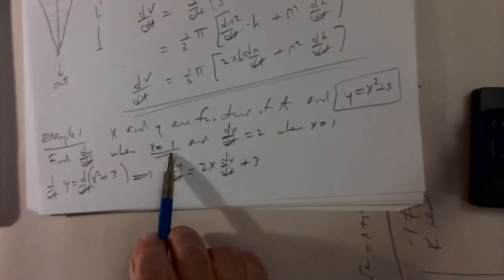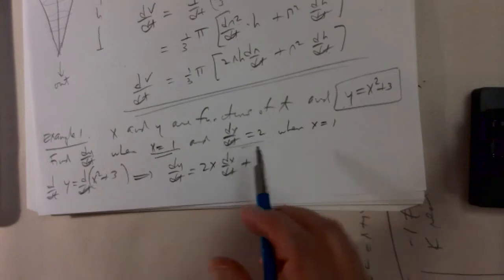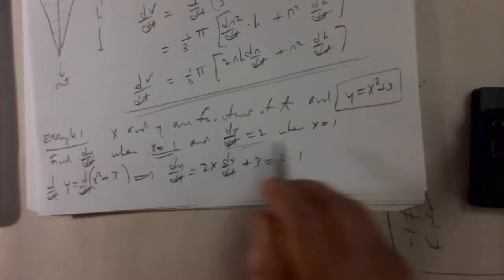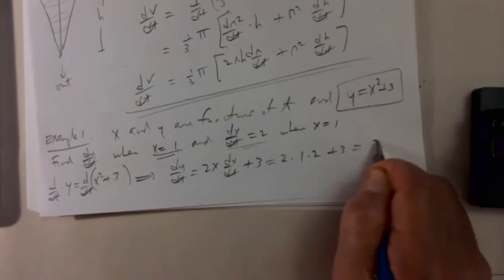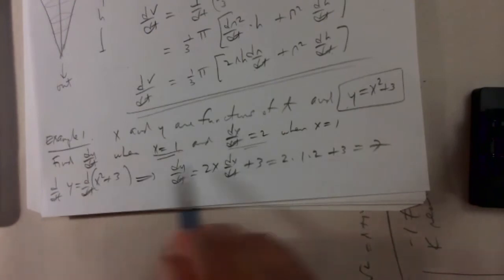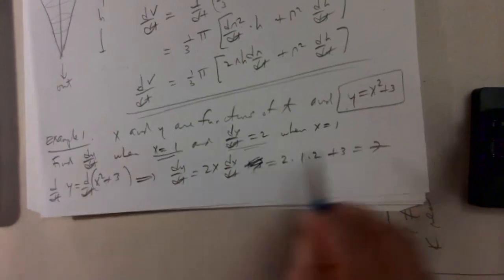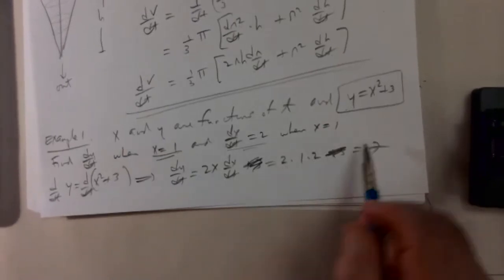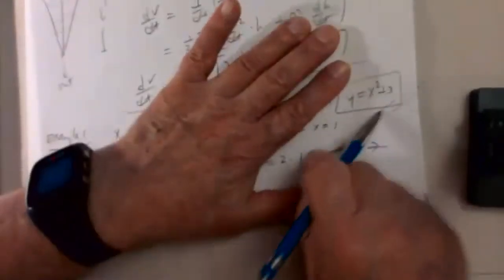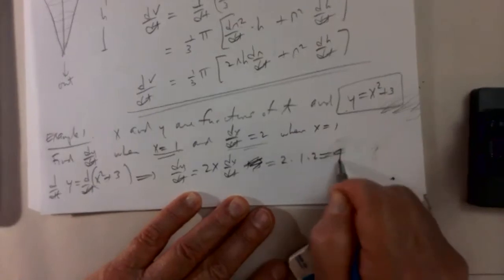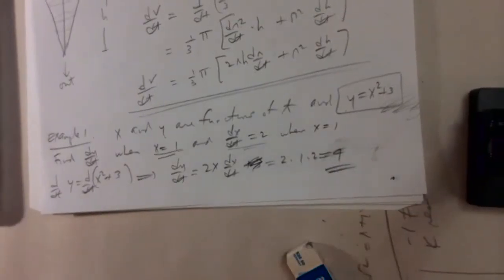When x equals 1, dx dt is 2. So this becomes 2 times 1, x equals 1, times dx dt plus 3. Oops, I'm sorry. I made a stupid mistake. The derivative of 3 is 0. So 2x dx dt is 2 times 1 times 2, which is 4. So that's the answer to the problem.